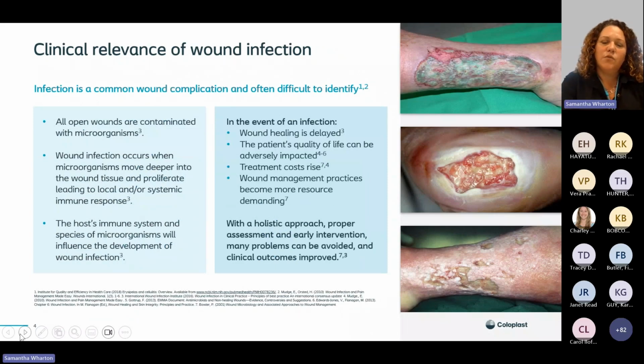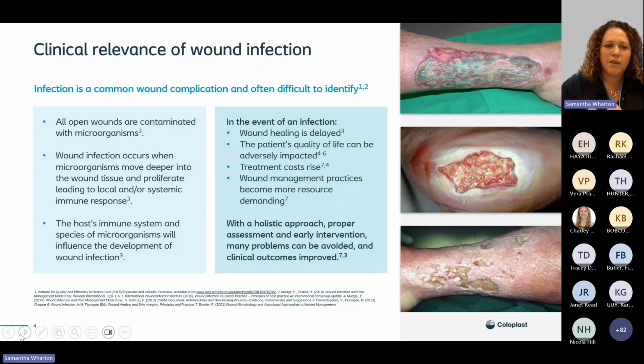So what's the clinical relevance of wound infection? It's complicated, often difficult to identify. We know that we have our normal microorganisms sitting on our skin. When we have a break in the skin, they can then infiltrate into that wound bed. And wound infection occurs when those microorganisms move deeper into the wound tissue and start to proliferate, and they cause those local and systemic immune responses. So you get those signs of local infection, whether that's subtle signs or those more classic signs.